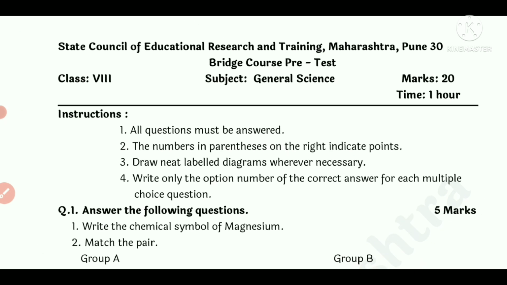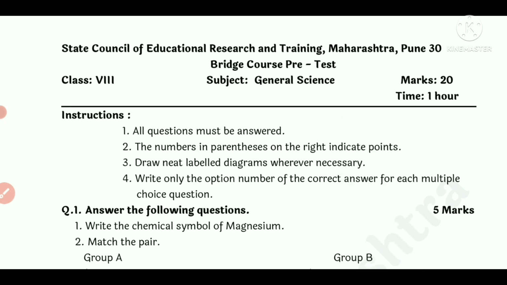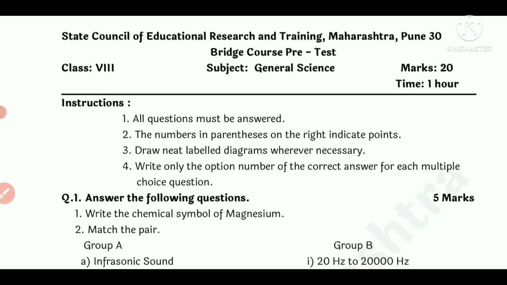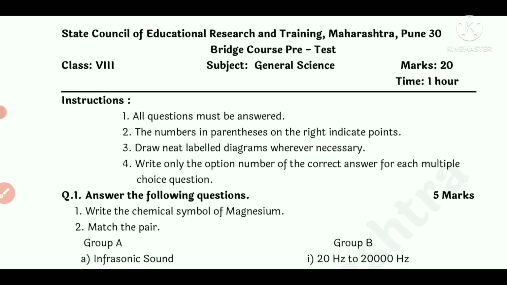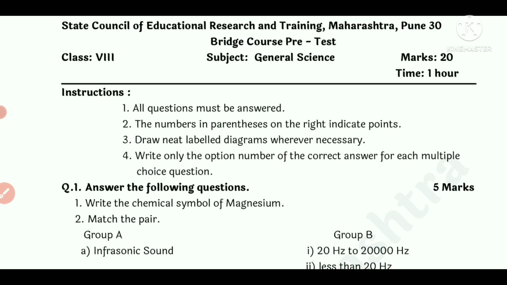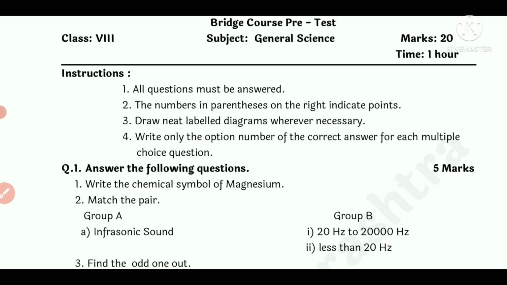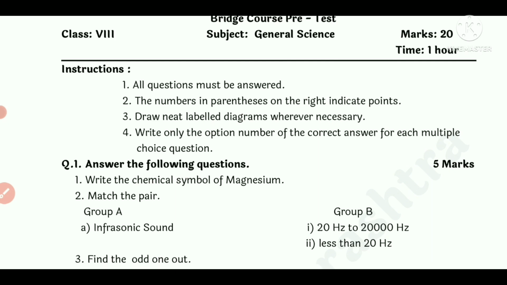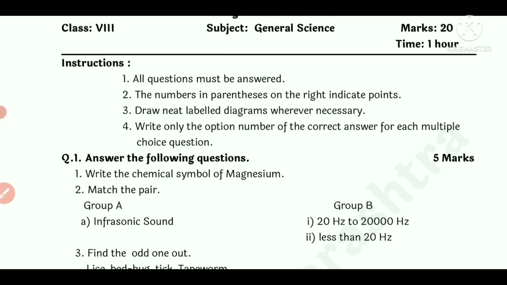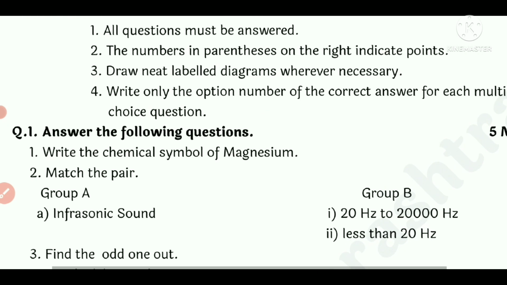Instructions: All questions must be answered. The numbers in parentheses on the right indicate points. Draw neat labelled diagrams where necessary. Write only the option number of the correct answer for each multiple choice question. First question, answer the following questions.